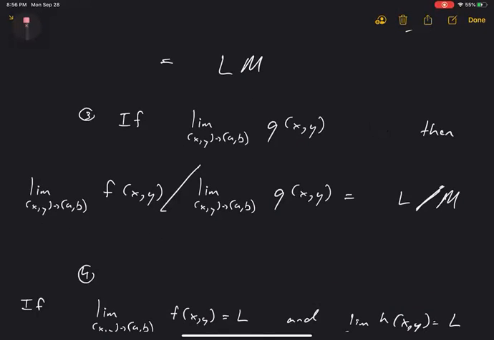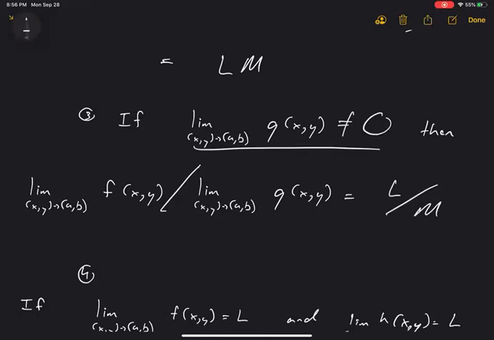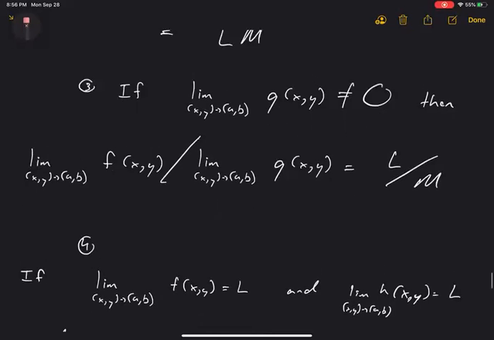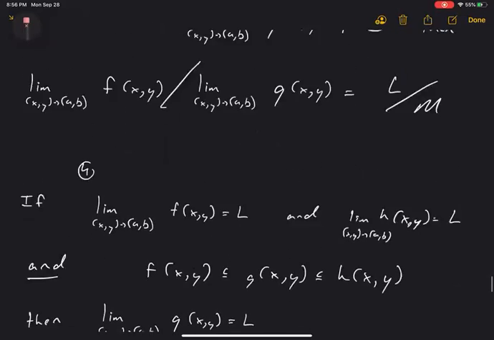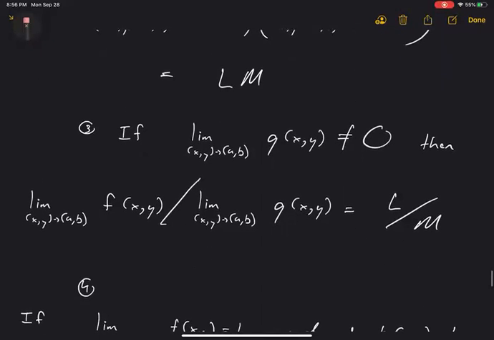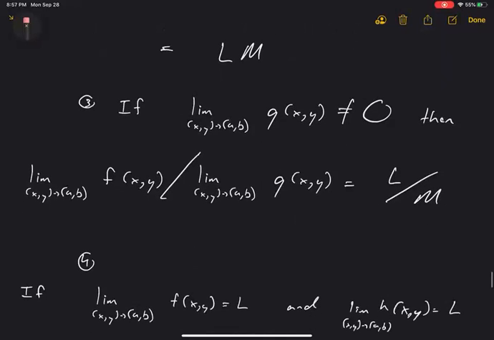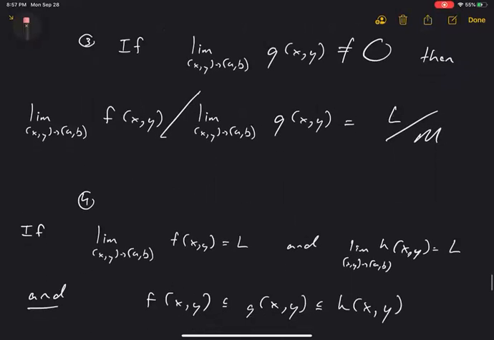Okay, but if the limit of g(x,y) is equal to, let's say, limit of f is equal to 4, limit of g is equal to 2, well then the limit of f over g is just 4 over 2. So that works as long as the limit of g is not equal to 0. And again, if the limit of g is equal to 0, that doesn't automatically mean the limit doesn't exist. It just means we have to look more carefully. We can't just say automatically.